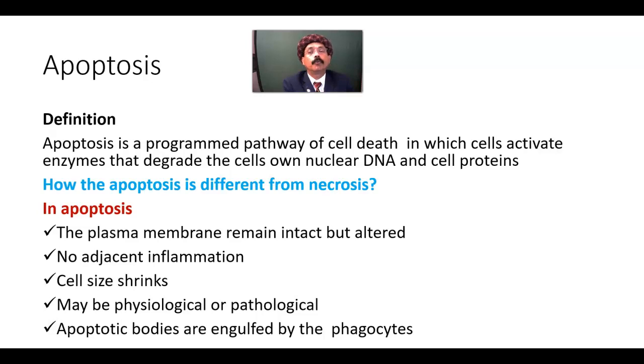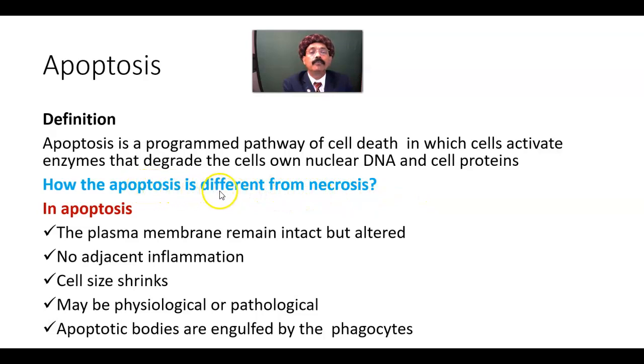Today I will discuss apoptosis. What is apoptosis? Apoptosis is a programmed pathway of cell death in which the cell activates enzymes that degrade the cell's own nuclear DNA and the proteins of the nucleus as well as proteins of the cytoplasm.